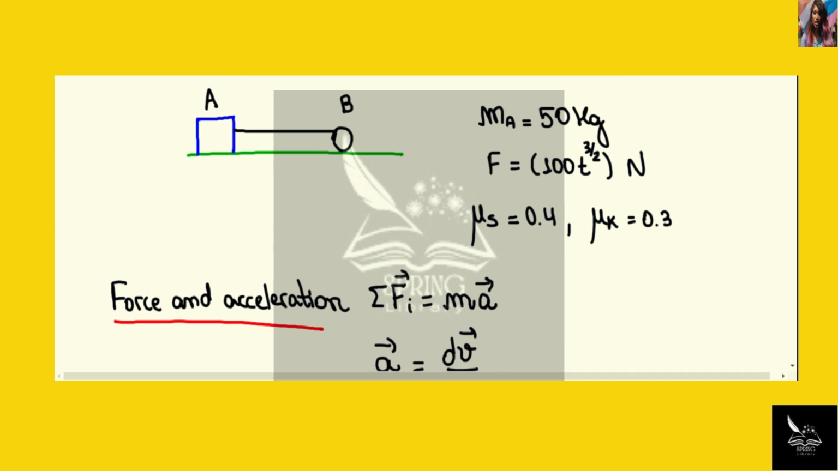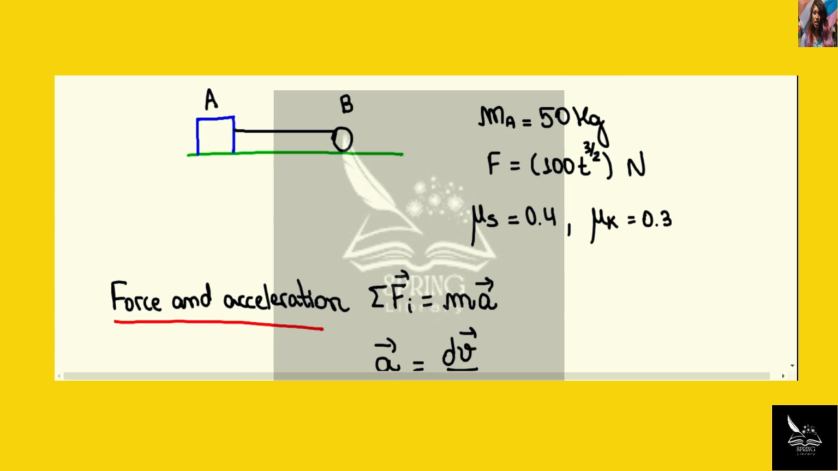So in our problem, we have a block A that has a mass of 50 kilograms and a motor B that exerts a certain force on a rope that connects B to A. This force exerted by the motor F is equal to 100 times t to the 3 halves newtons, where t is the time. And we also have the information that the coefficient of static friction between block A and the surface is equal to 0.4, while the coefficient of kinetic friction is equal to 0.3.